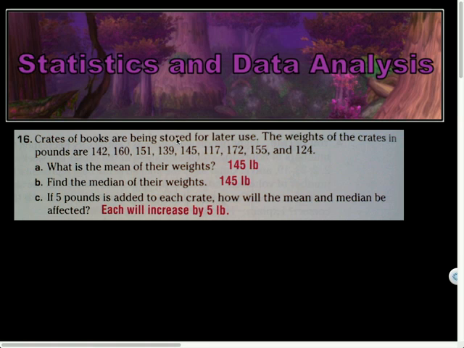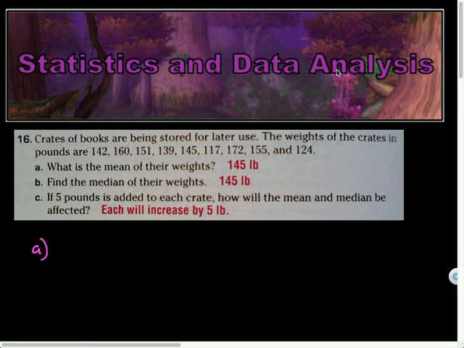It says crates of books are being stored for later use. The weights of the crates in pounds are 142, 160, 151, 139, 145, 117, 172, 155, and 124. What is the mean of their weights? So for part A, how would we find the mean of their weights? Well, I would add them all up and divide by how many there are, correct?